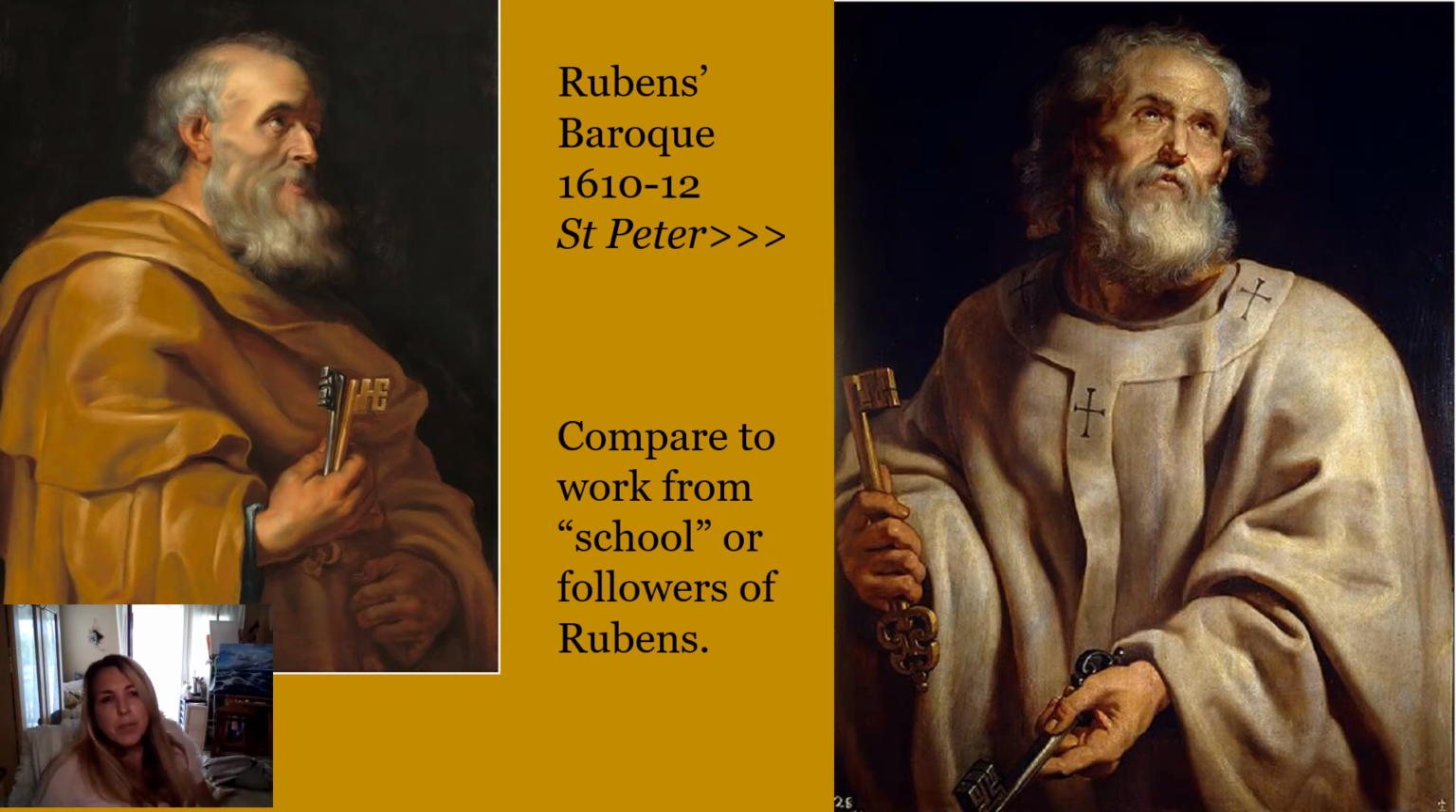And here you can compare Rubens' Baroque style compared to his school or followers of Rubens. You can see the realism is significantly better with the Rubens of 1610 to 12 of St. Peter. Certainly the painting of St. Peter from his followers is beautiful as well, but the details, the hands, the skin, it's much more realistic when you can see the Rubens example.